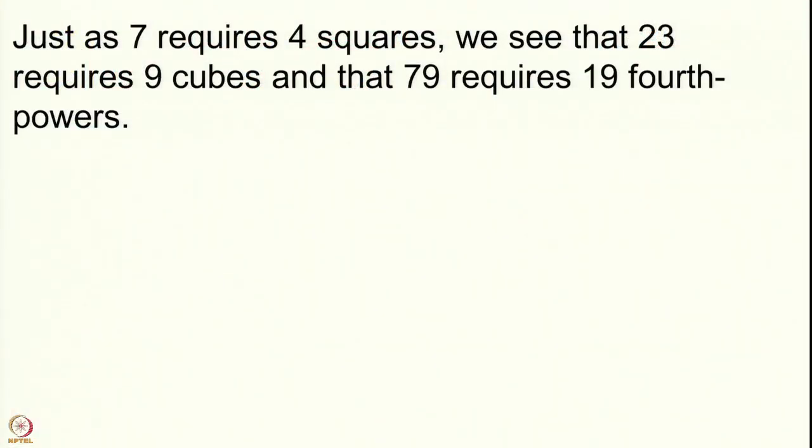Further, let me just recall this for you that 7 does require 4 squares. You cannot write 7 as a sum of 3 squares. Similarly, 23 will require 9 cubes. So, 23 is a number which does require 9 cubes. You cannot write it as a sum of 8 cubes, and you also have that 79 will require 19 fourth powers.